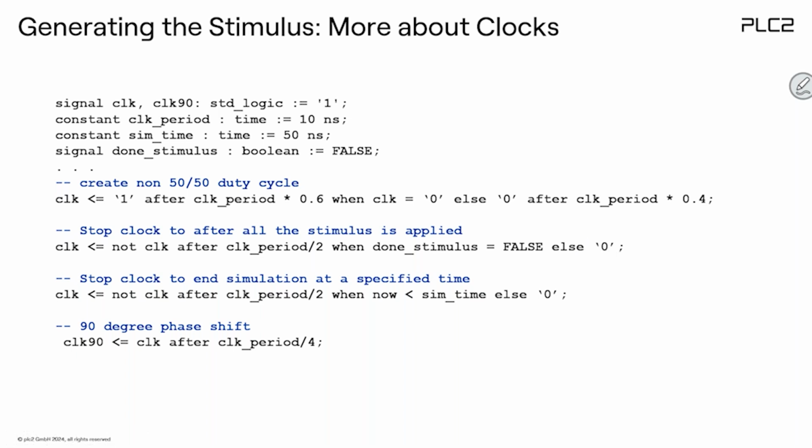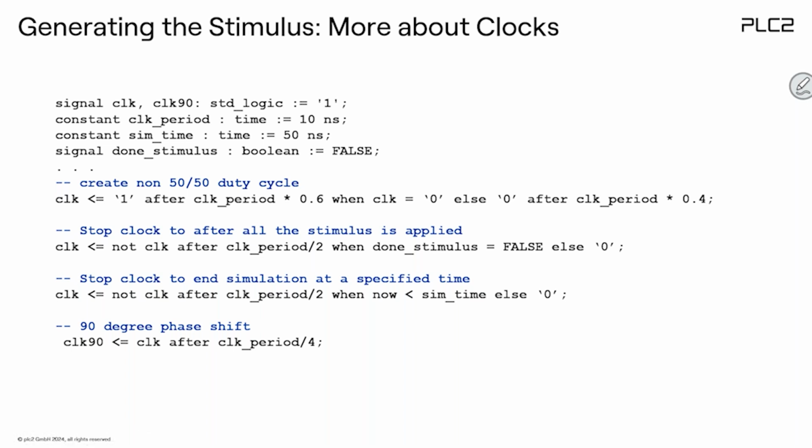The question is, you can switch off the clock depending on a signal, or you can switch off the clock depending on the time. Clock is not clock, but only when now. Just remember, now is the time, when now is less than the simulation time, which is set somewhere. So why should it be interesting for me to actually stop the clock?